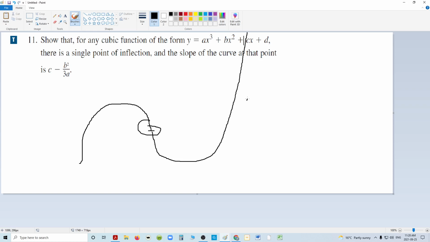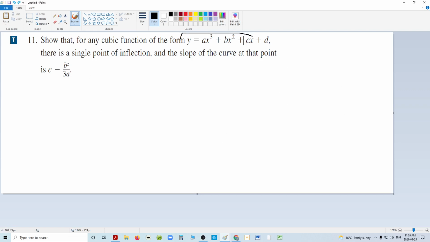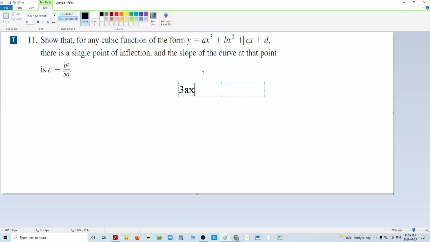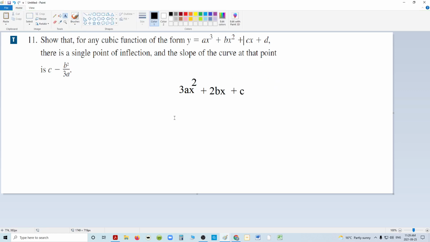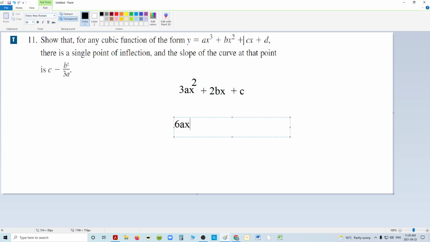A cubic will have one point of inflection. A quartic can have up to 2. A quintic will have up to 3. So it's essentially the degree minus 2 is how many points of inflection you can have. And how can you determine that point of inflection? When the double derivative of this is equal to 0. So the first derivative is 3ax squared plus 2bx plus c. The second derivative is 6ax plus 2b.